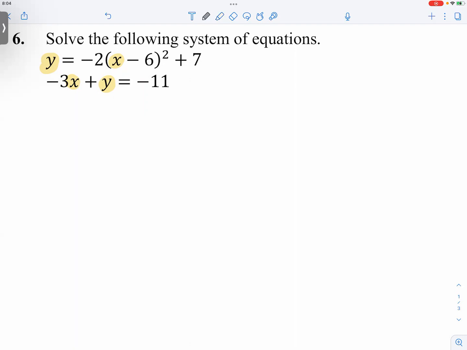So what we would do is that, well, this is y by itself. It would be nice that you also set the second equation to be like y equals. And the benefit of doing so is that you may now go ahead and say, yeah, 3x minus 11 is equal to negative 2 times (x minus 6) squared plus 7.